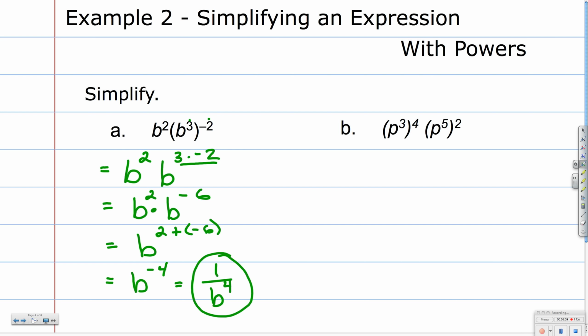Now let's recap this part A. First, we applied the power of a power property to simplify b to the 3rd to the negative 2, which gave us b to the negative 6. Then, from here to here, we used the multiplying powers with the same base property, which says if you're multiplying two same bases, we add their exponents, which we did: 2 plus negative 6 to give us negative 4. And then we finally used the negative exponent property to rewrite this as 1 over b to the 4th.